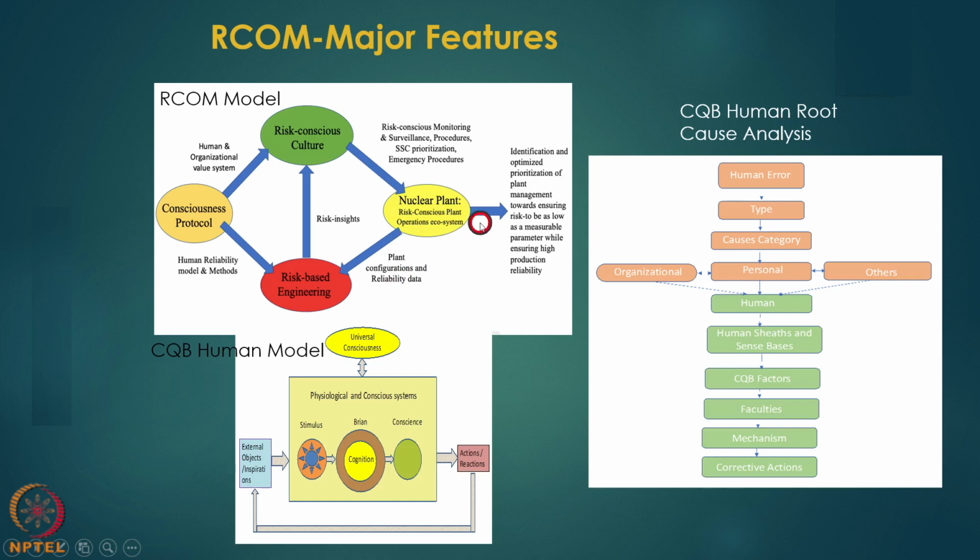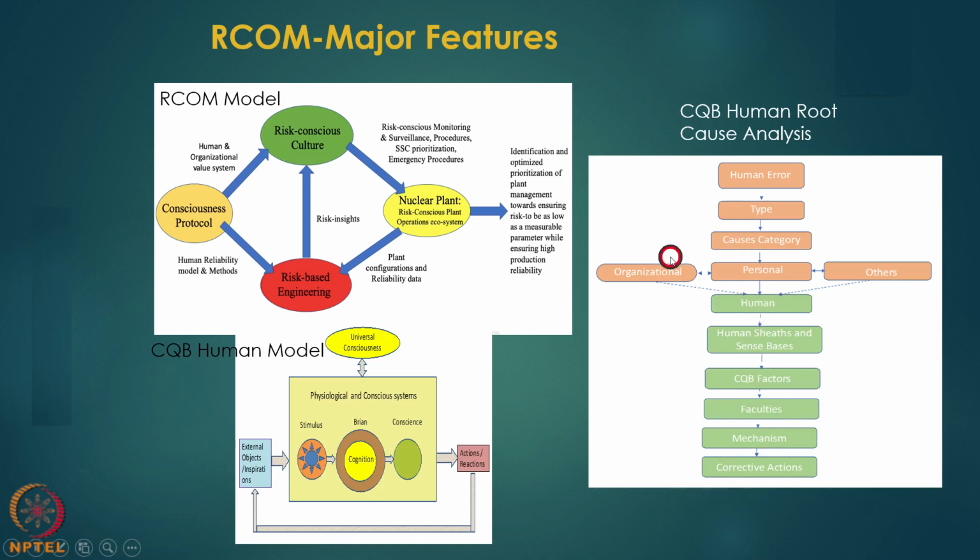And what is the outcome? Identification, optimization, prioritization, plant management towards ensuring risk to be as low as possible to members of the public, ensuring risk and reliability. So these are the desirable outputs that we want to have, and this, I would call, is the ORCOM model for risk management, risk conscious management.